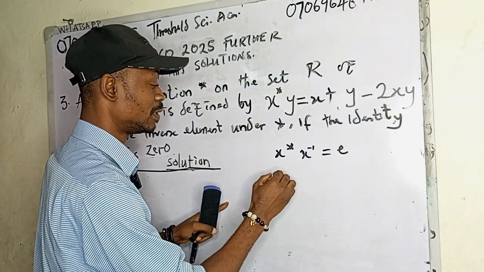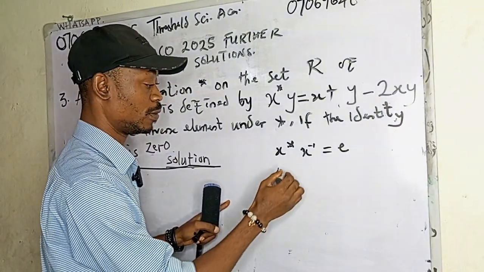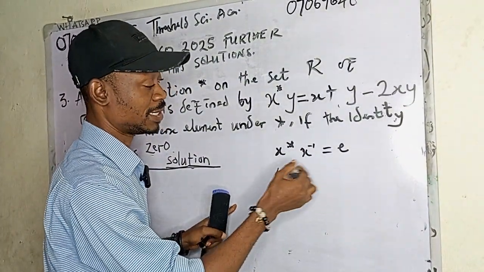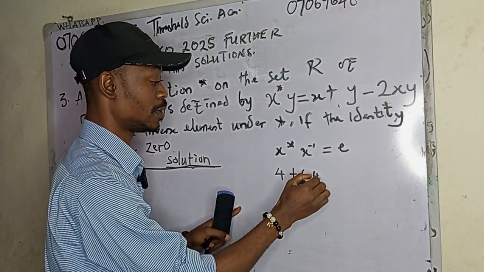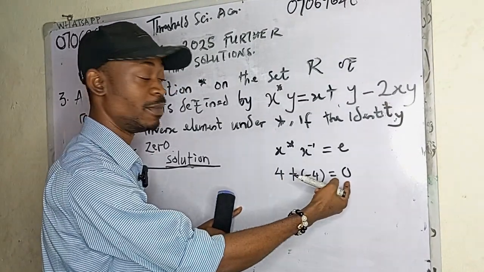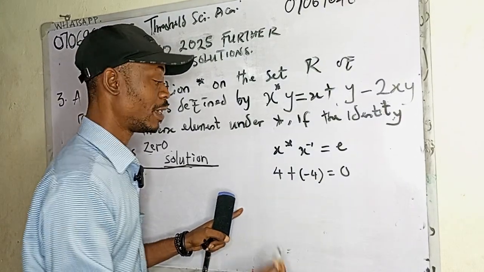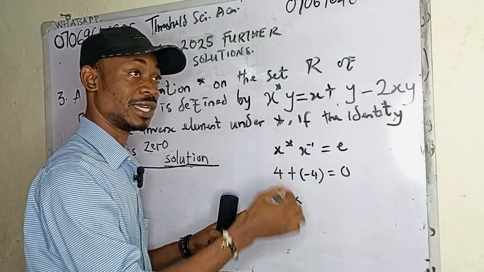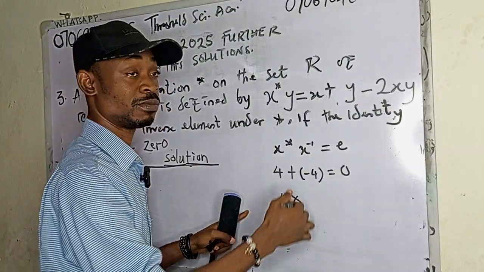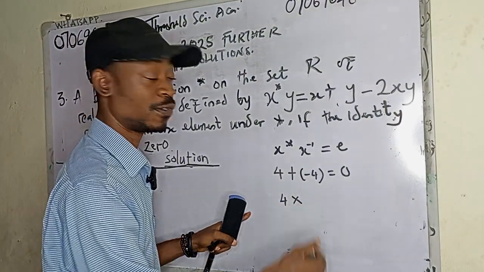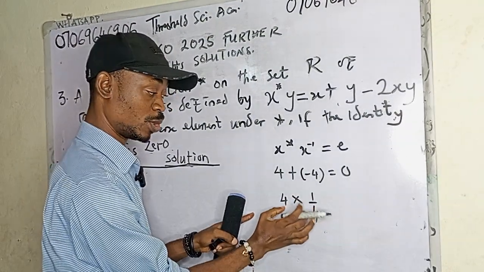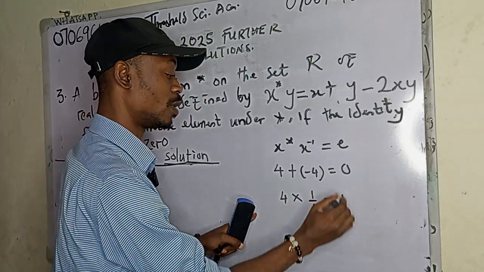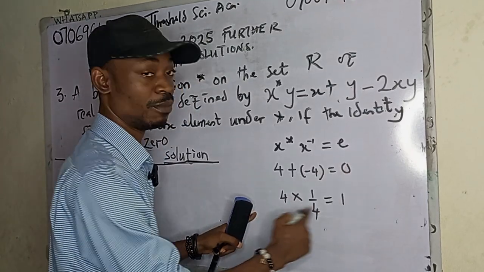Let's take 4, for example. If I perform the operation of addition with 4 and its additive inverse, which is negative 4, I'm going to get 0, which is the identity element for addition. If I take 4 again and perform multiplication with its multiplicative inverse, 1 over 4, I'm going to get 1. So 1 is the identity element of multiplication.